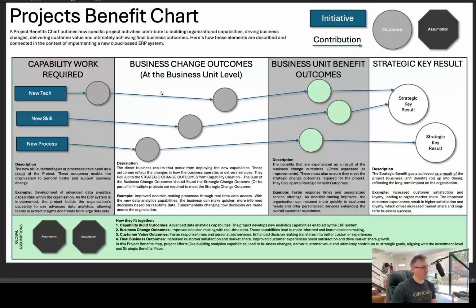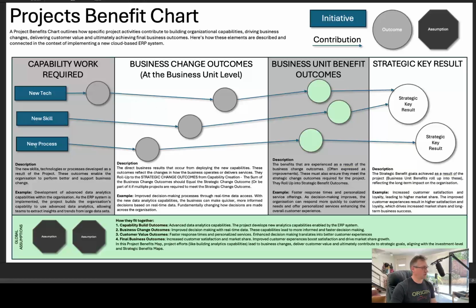And obviously you want to map out your business change outcomes. So this is new capability, new initiatives that are deployed into those business units. What are the change outcomes that you're going to get? So you're going to get improved decision making. Are you going to make quicker and more informed decisions? Anything else that's a business change outcome at that business unit level.